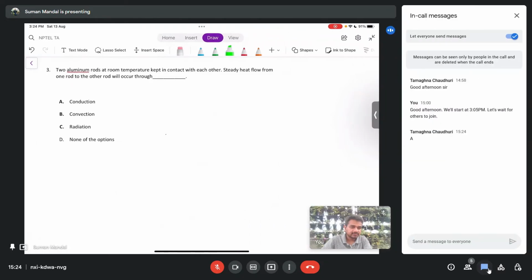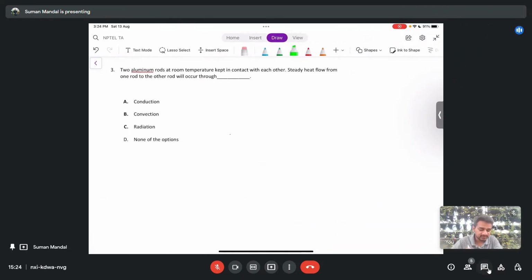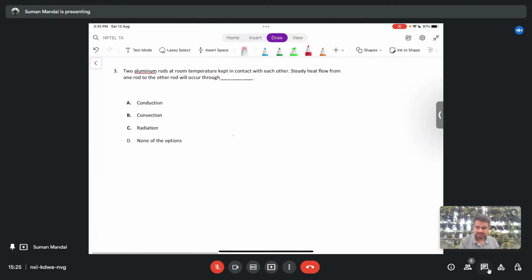Okay. So Tamagana said A. If we haven't read properly, both the aluminum rods are at the same temperature. They are kept at room temperature. So then the direction of heat flow. So okay, so we have this. Any answers? Okay, somebody said D. Yes, the answer is D. So Tamagana, I think okay. We'll discuss this here.